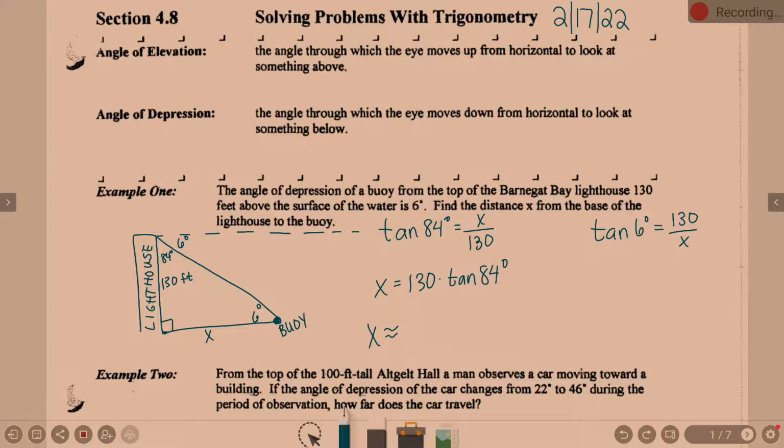You got a 1,000 number? 1,036.867. Okay. I have 0.87 written in my notes, so that would round. And that is 1,036.87 feet.